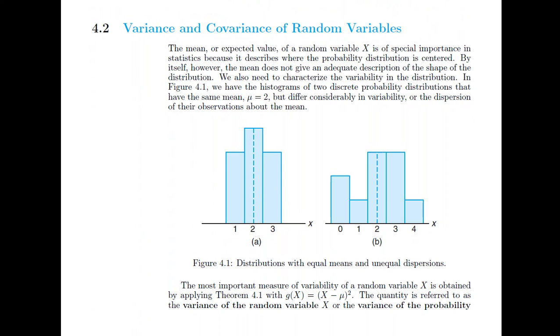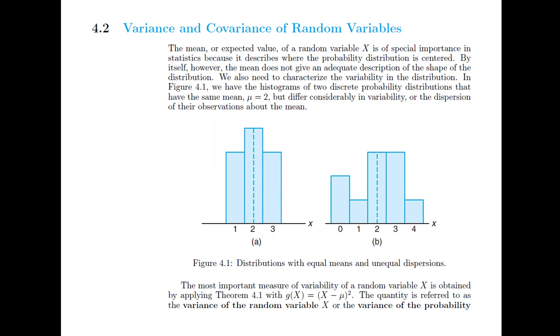Now we have a new topic: the variance and covariance of random variables. The mean or expected value of a random variable X is of special importance in statistics because it describes where the probability distribution is centered. However, the mean doesn't give an adequate description of the shape of the distribution. We also need to characterize the variability in the distribution.